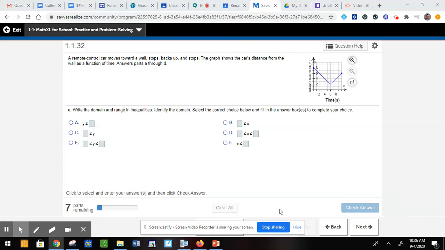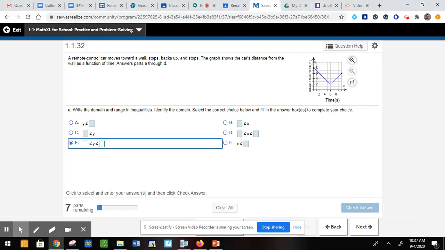So the first part has us enter domain and range into those fields. Range has to be one of the ones on the left because those are the ones that have y. Remember, range is y. If I look at the range, its bottom is 2 and its top is 8, right? So remember, range, I'm only looking at the y values. Bottom is 2, top is 8. It doesn't go forever in either direction, so A and C are out.